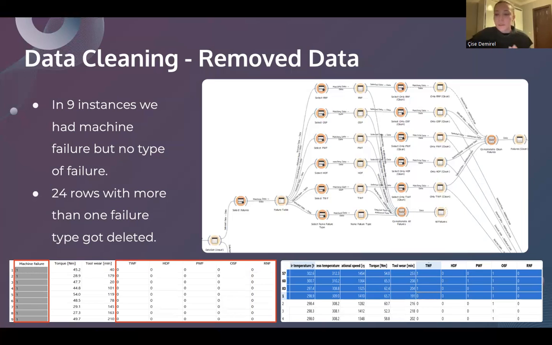Actually, for example, if a power failure occurs, there are features like air temperature, process temperature, and rotation speed, and they have some values, and then a power failure occurs. That's why I would like to ask: in the 24 samples, do you think there is some kind of error, or is it the factual value?